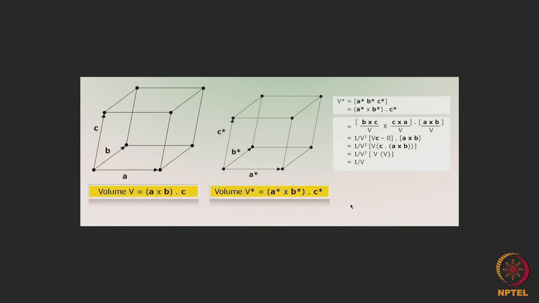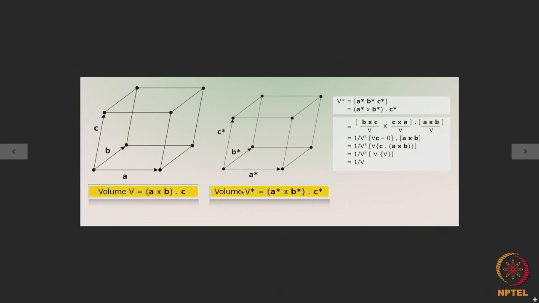Now comes the third relationship between a real lattice and a unit cell in the real lattice, and the unit cell in the corresponding reciprocal lattice. Say this is the unit cell in the real lattice, its volume is V, and V can be written as the vectors A cross B, and dot product between this and the vector C. Similarly, if this is the corresponding unit cell in the reciprocal lattice, then it is defined by the vectors A star, B star and C star.